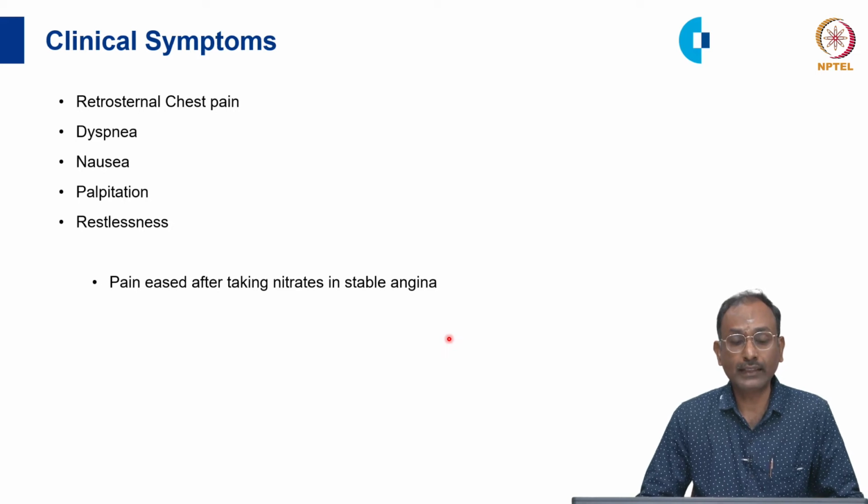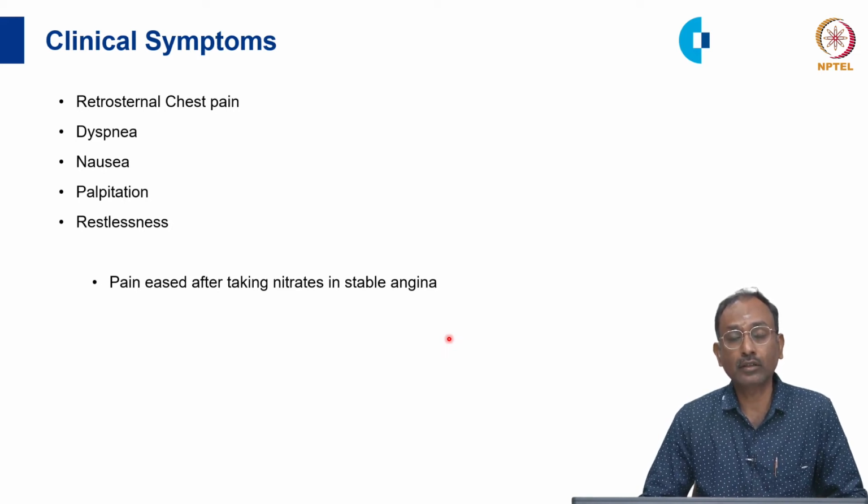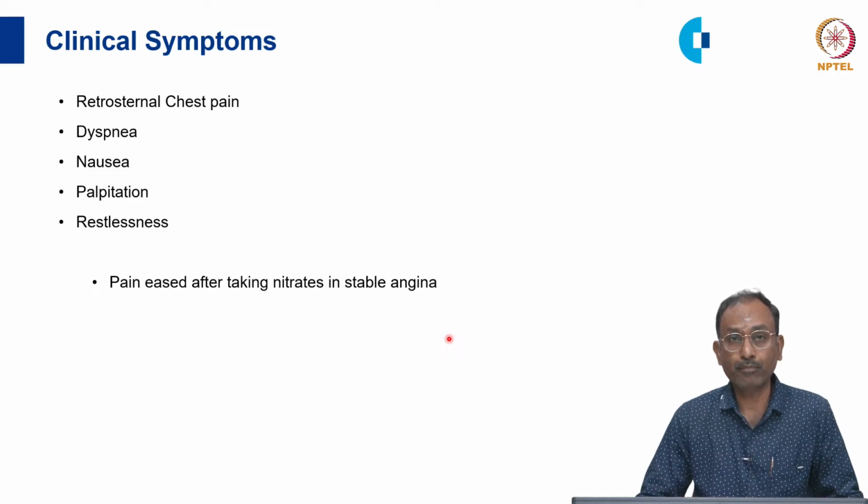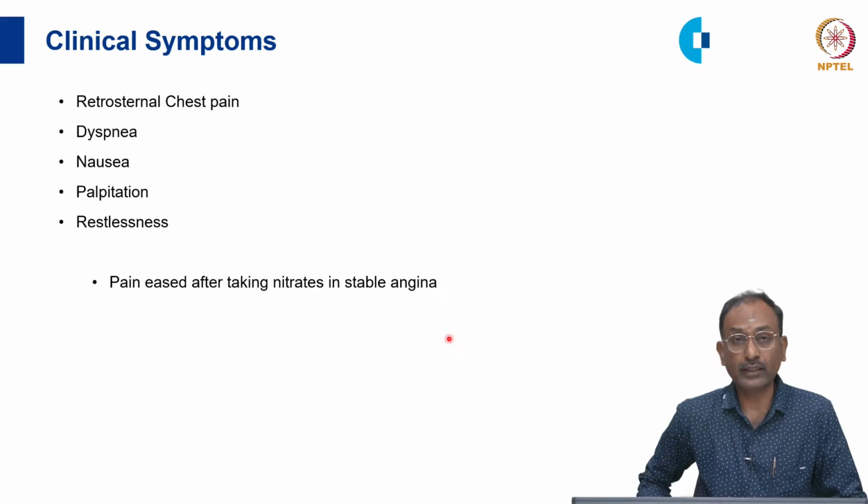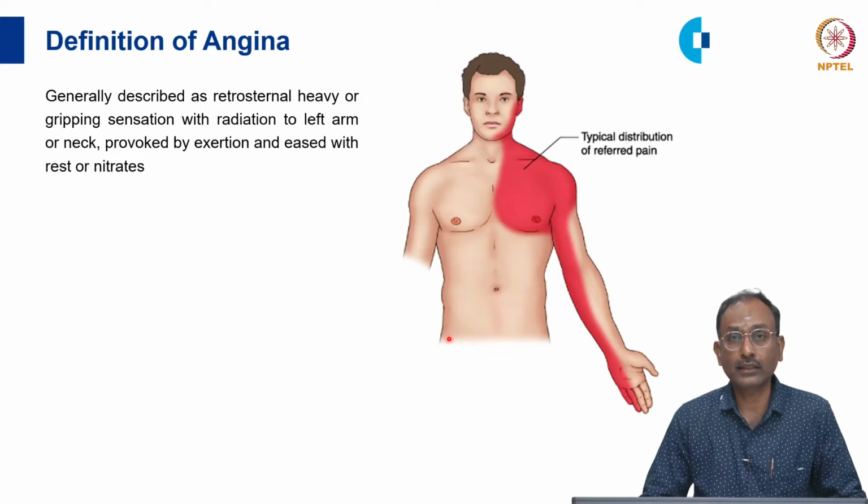So first we will see the clinical symptoms. The classical clinical symptom of myocardial ischemia would be a retrosternal chest pain, otherwise called anginal pain. Some of the patients may also experience dyspnea, nausea, palpitation and restlessness. The classical feature of anginal pain is that the pain will be relieved by taking nitrates as also by taking rest. So what is the classical definition of angina? Angina is generally described as retrosternal heaviness or gripping sensation with radiation to the left arm or neck, often provoked by exertion and eased with nitrates or rest.